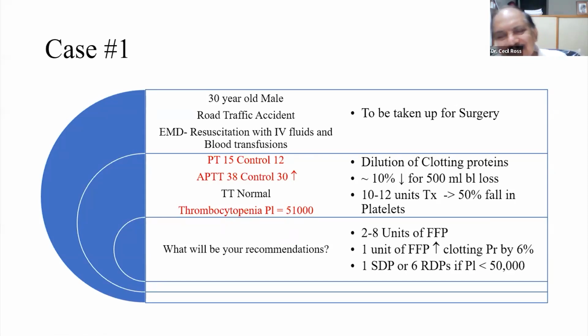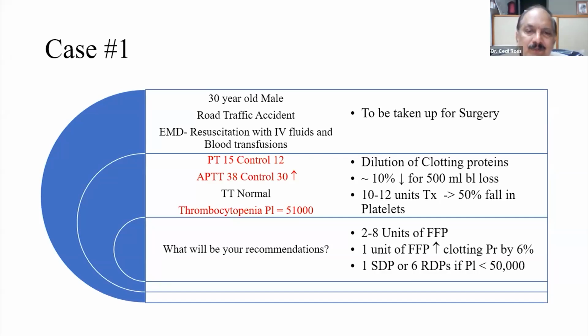So normally you would give about 2 to 8 units of fresh frozen plasma while the patient is being taken for surgery. Normally 1 unit of plasma FFP will increase the clotting protein by about 6% or so. So you decide approximately how much plasma. Normally you would give about 1 bag per 10 kg body weight, the rule of thumb.